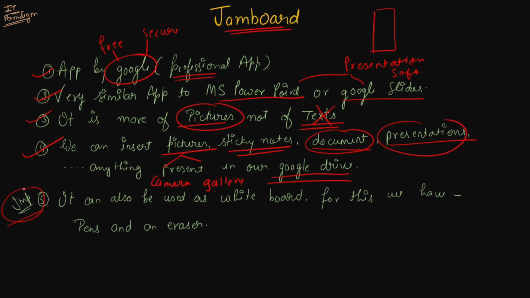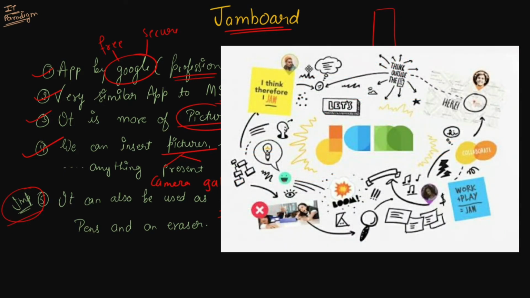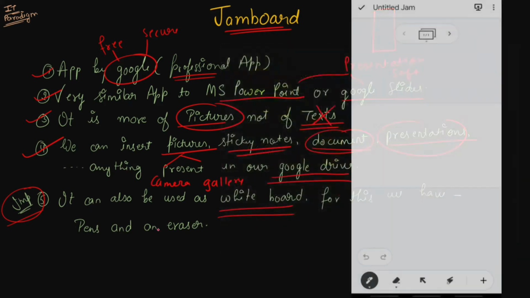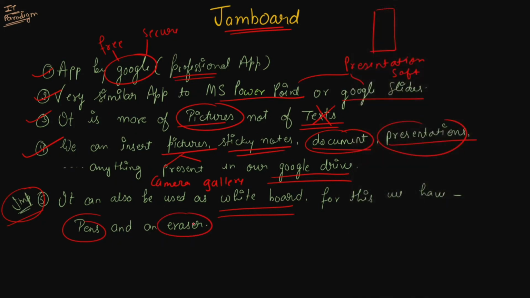The next, the last, the most important is it can also be used as a whiteboard. It means it is a great application for teachers who want to teach students. They can write on the whiteboard using pens and an eraser. We have pens and an eraser available in this application, so we can use it to write something to explain something to a group of people in a very clear way. So this can also be used as a whiteboard.